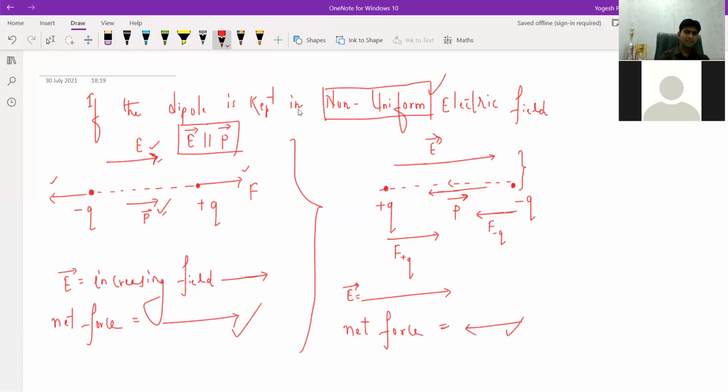In this, the field is increasing in both the cases. In both the cases, this is the direction of increasing field. In this also the field is increasing from left to right, and in this also the field is increasing from left to right. The only difference is that in this one, the direction of dipole moment is along the field, and in this one, the direction of dipole moment is opposite to the field.